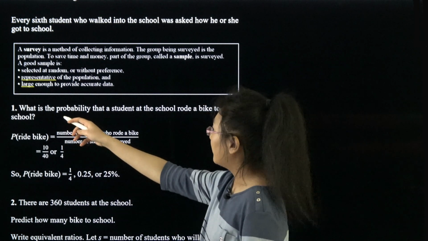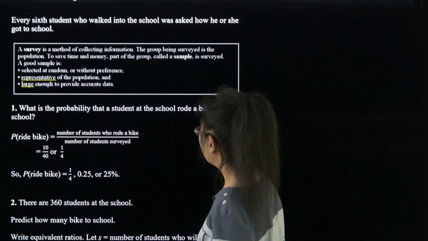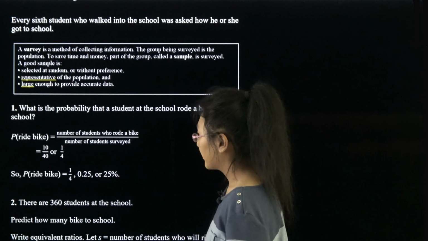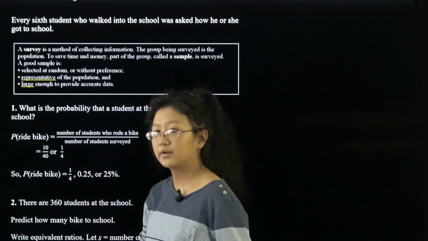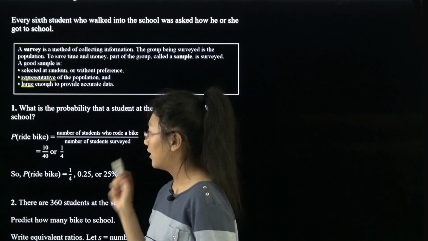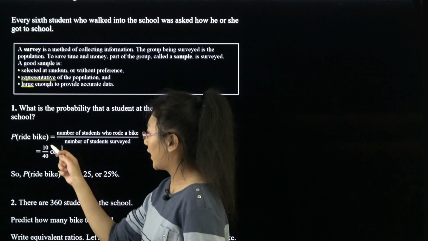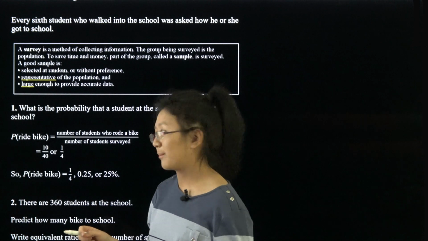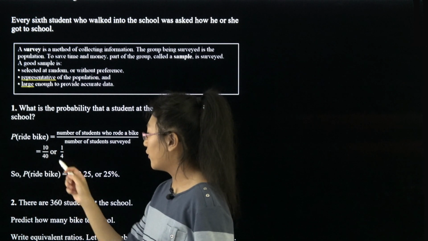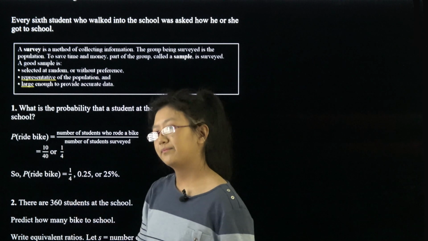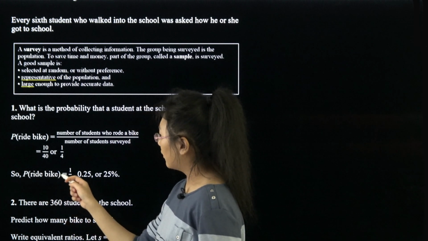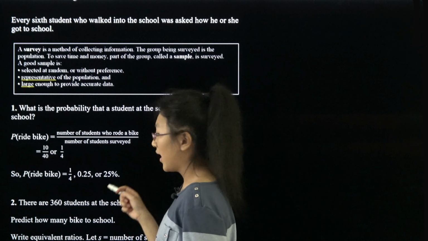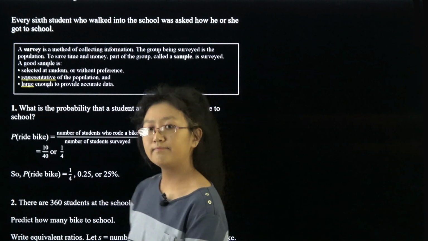Okay, let's do an example. What is the probability that a student at the school rode a bike to school? Suppose that 10 people said that they rode a bike and 40 people were surveyed. So the probability of riding a bike, according to the surveyed sample, is 10 over 40, or 1 over 4, if you simplify it. So it would be 1 over 4, 0.25, or 25%.